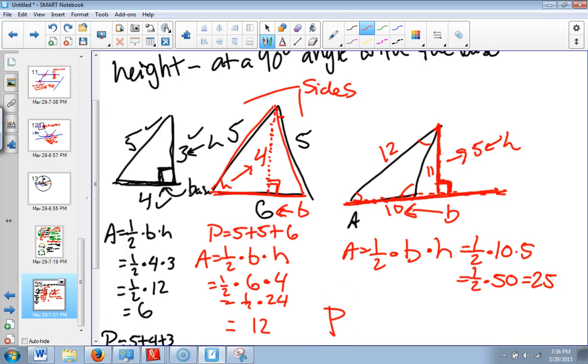And now my perimeter, now this is key, I'm going to circle the things we need for the perimeter. For the perimeter we need to add the sides and not the height. The height is not a side in this case. The only time it's a side is in this one over here. So our sides are 11, 12, and 10. So the perimeter is going to be 11 plus 12 plus 10. So that's going to give me 33 for my perimeter. So that's triangles.